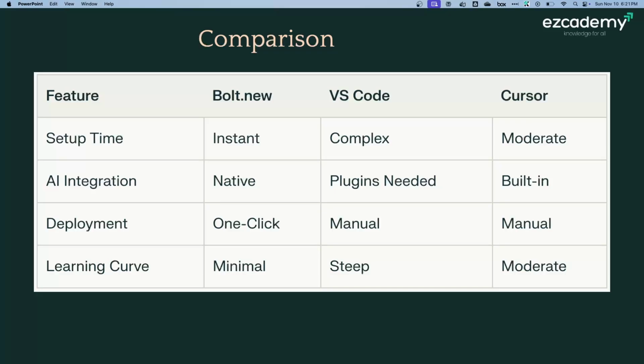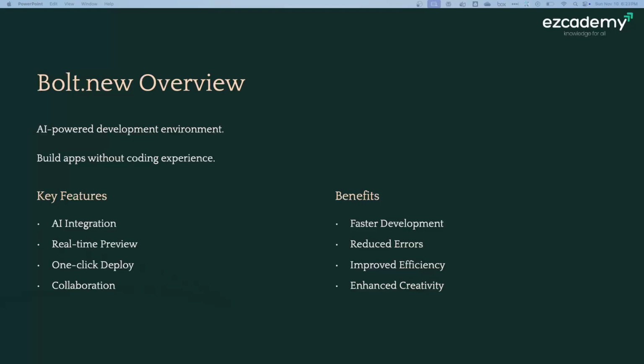Now you might be wondering, how is this different from VS Code or Cursor? While VS Code is like a professional kitchen with all the tools, Bolt New is like having a personal chef who cooks for you. Unlike Cursor, which is great for complex projects, Bolt shines in rapid prototyping and getting your ideas online quickly. We will have a detailed demo.